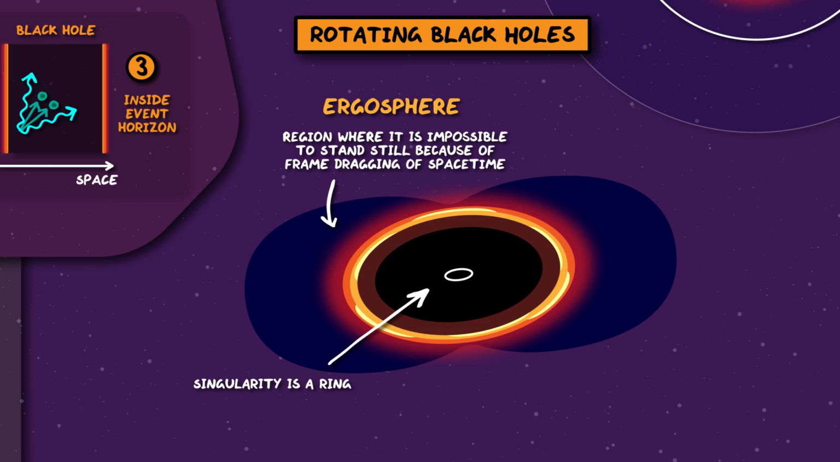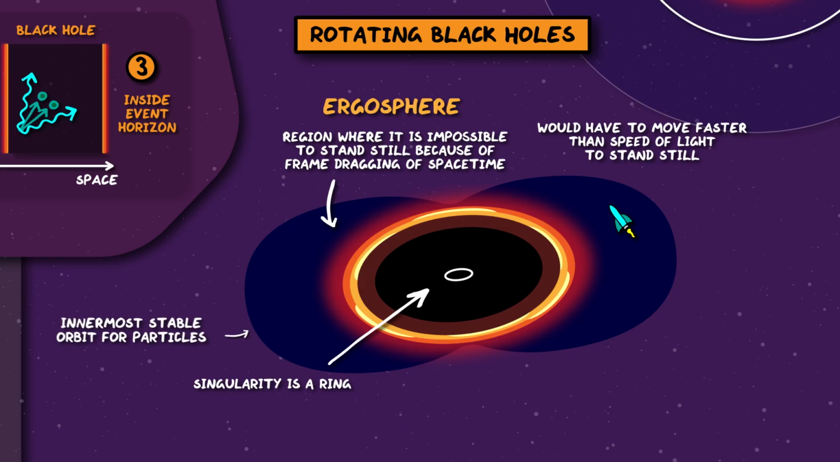And the frame dragging is so fast inside the ergosphere that you'd have to travel faster than the speed of light just to stand still. So you can move around in the ergosphere, but only in the direction of the rotation of the black hole. At the edge of the ergosphere is the innermost stable orbit, the minimum distance to the black hole a particle can maintain a stable orbit.